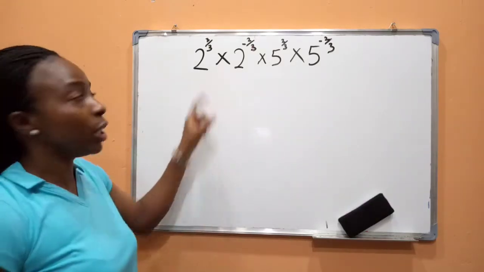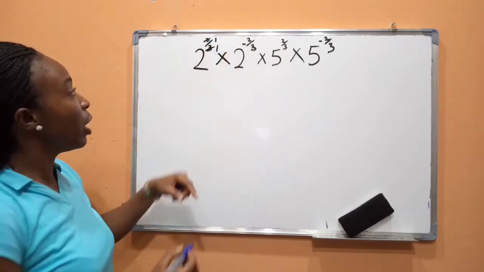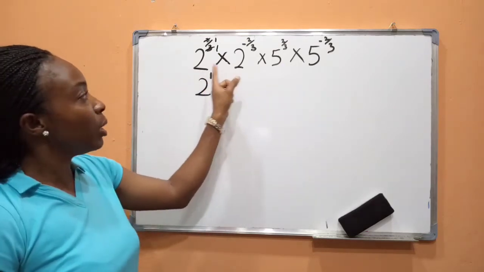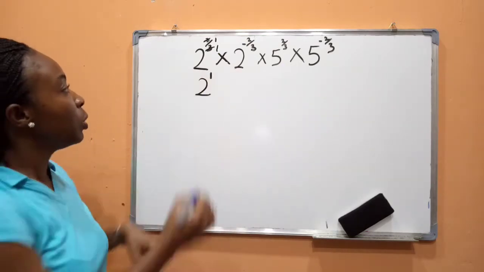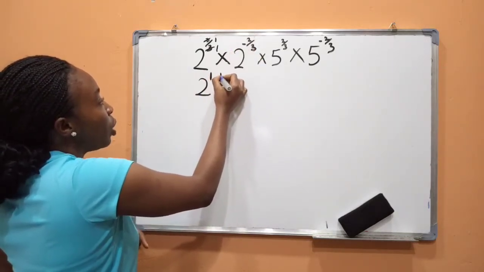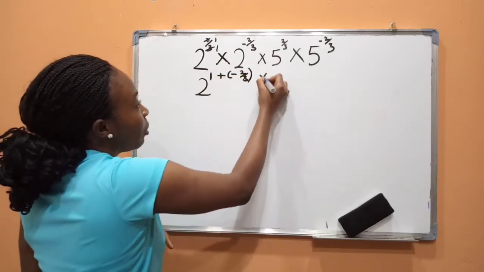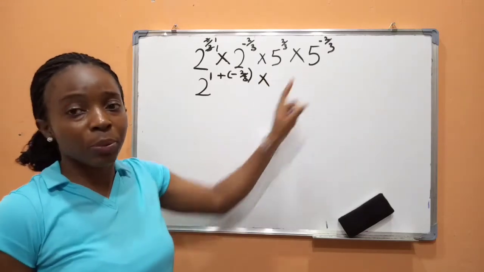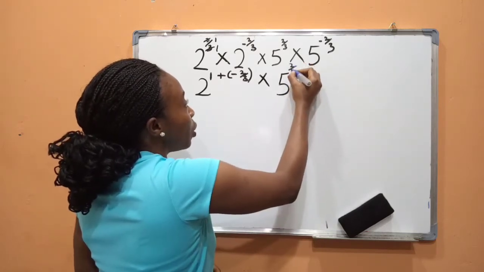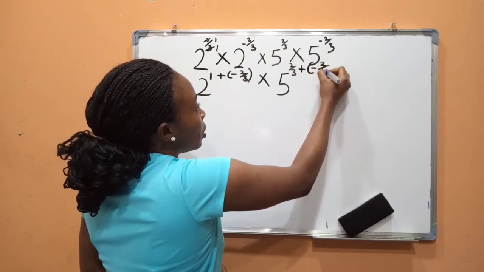What we simply do here, we're going to have 3 go here 1, 3 go here 1. So here we have 2 to the power of 1. Now since we have the same bases, we just pick 2 and then let's handle the powers. So we're going to have 1 plus minus 2/3 times, now we have 5, same base here, so we just pick 5 and then we are going to have it raised to the power of 2/3 plus minus 2/3.